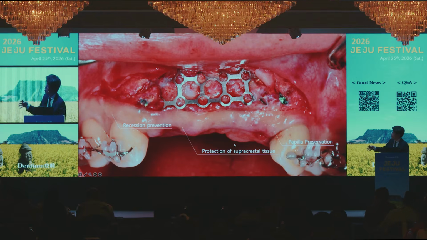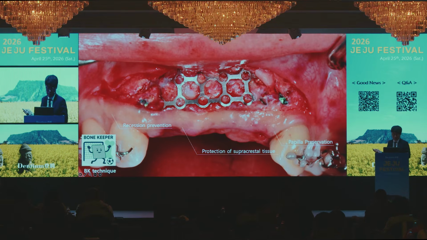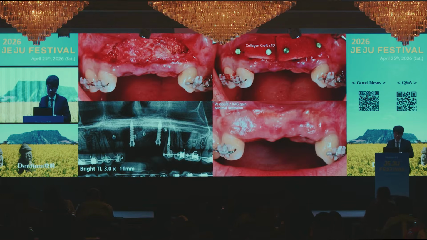If we open the flap altogether, the flap may become thinner than before. So with this technique, we can preserve the papilla, and also we can prevent gingival recession too. So I sometimes call this the bone keeper technique. It's like a gold net, so I named it the bone keeper technique according to my name.